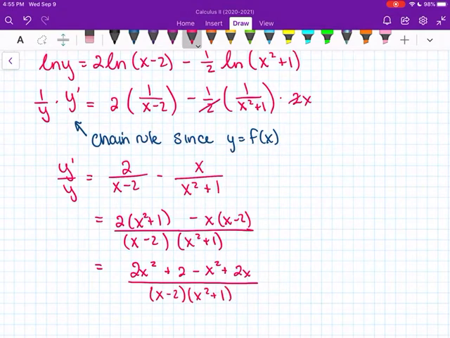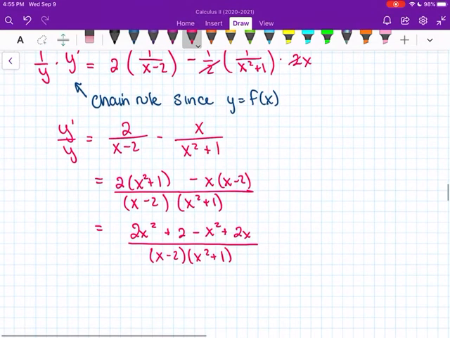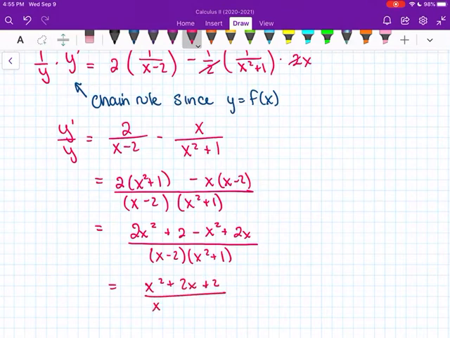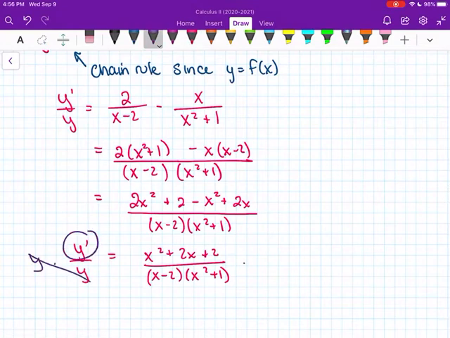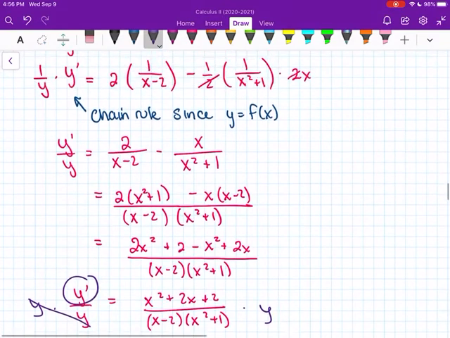You always leave denominators in factored form, okay, unless you're combining fractions. And then from there, let's see here, do I have any like terms? Yes. So my numerator now is x squared plus 2x plus 2, and then x minus 2, x squared plus 1. And remember that equals y prime over y, and we're solving for y prime. So I'm going to multiply both sides by y so that it cancels. And remember, what does y equal?